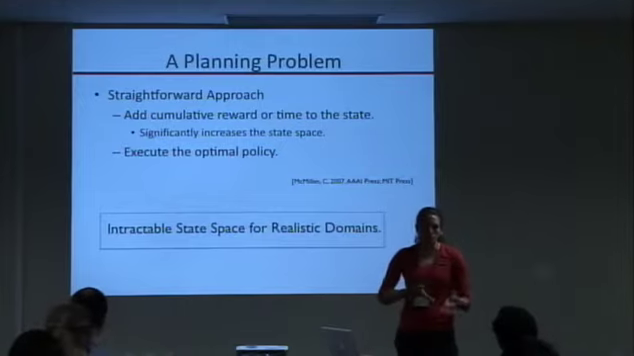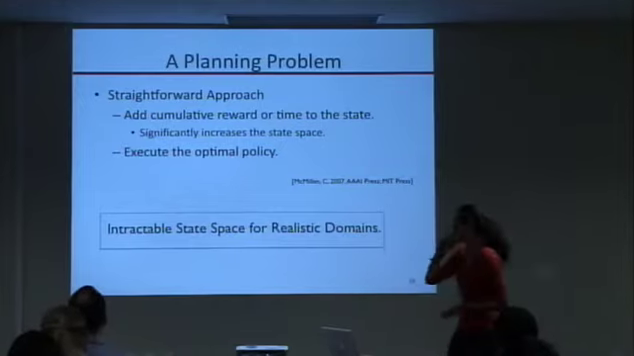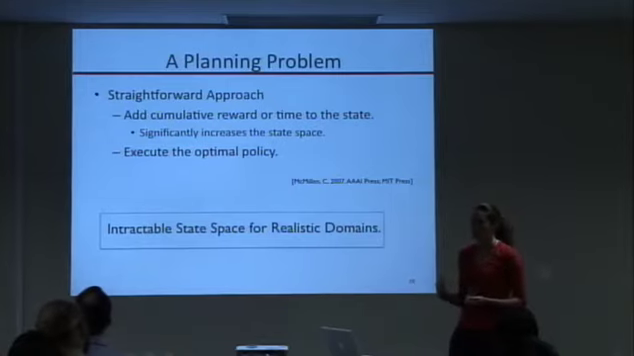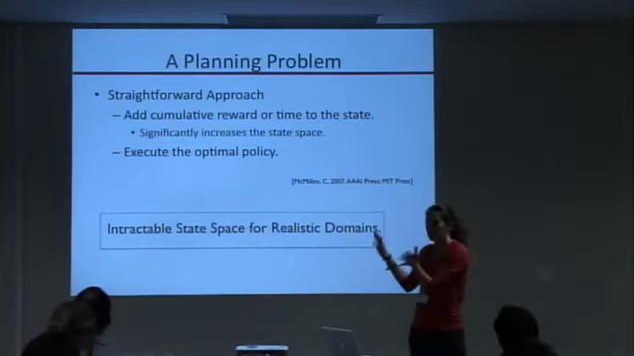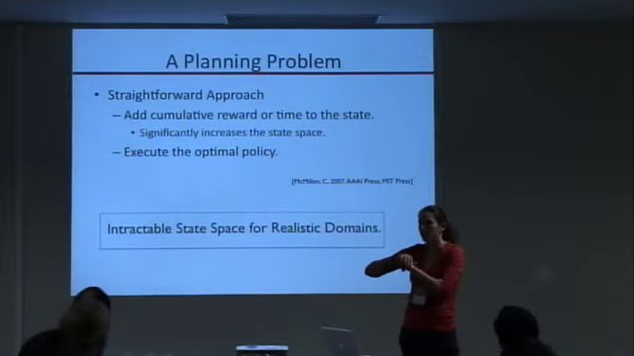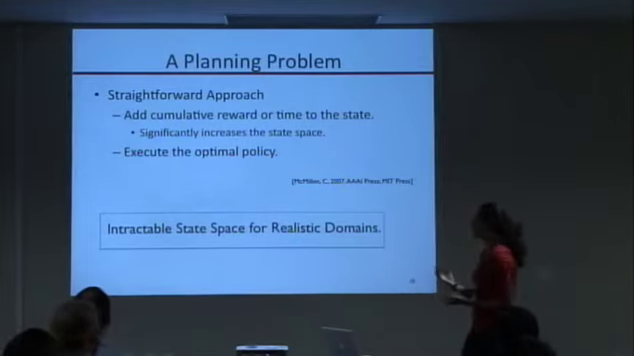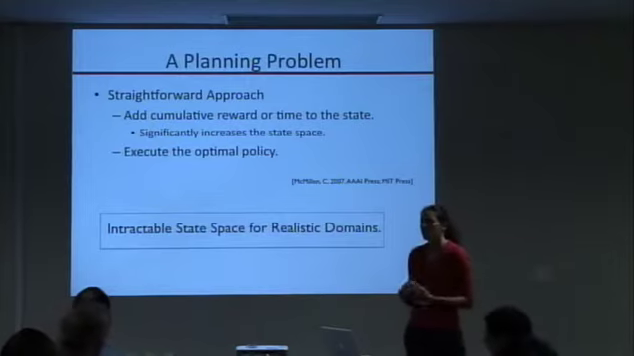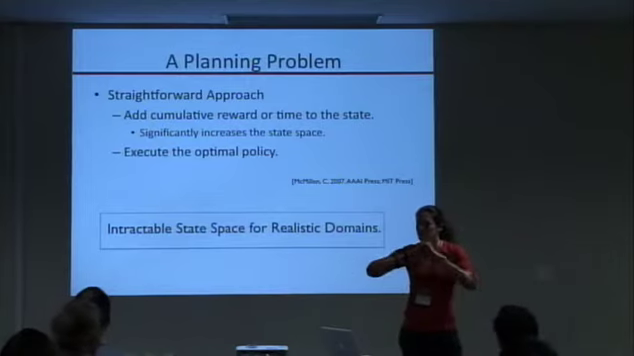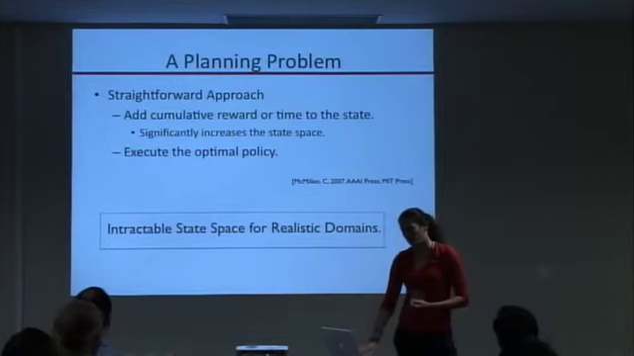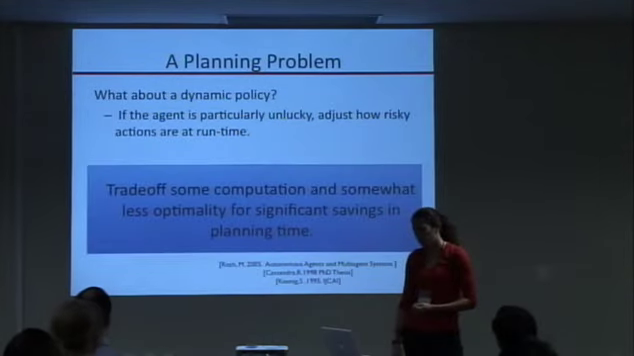So a sort of straightforward approach to solving this problem is just adding this cumulative reward or time to the state space, which has been looked at in more detail by Colin McMillan in his work with these thresholded rewarded MDPs. But the problem that could happen here is if you have a more realistic domain, the state space grows quite large and can be intractable for these more realistic domains.